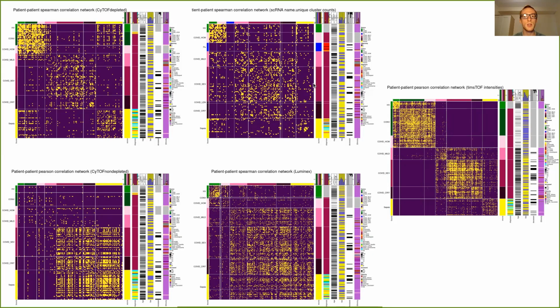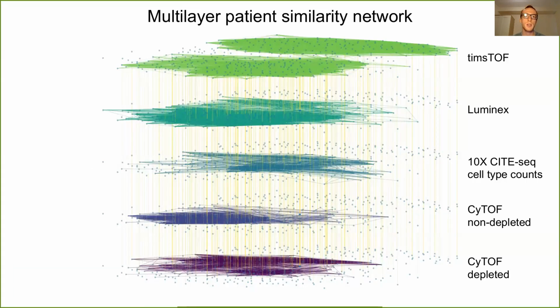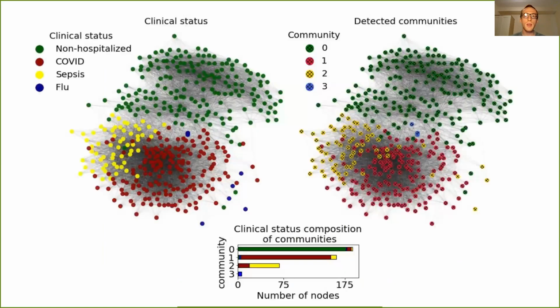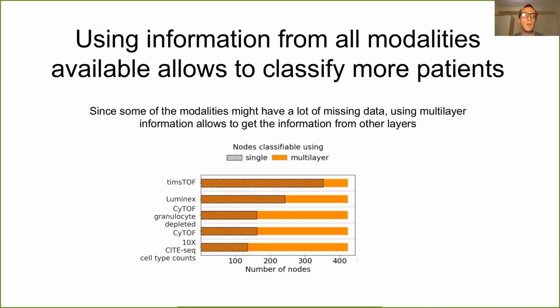We see that the different modalities show us different information on these patients, and we connect that into a multi-layer patient similarity network, and we run community detection on that. We see that the detected communities, which are shown on the right, closely correspond to what the doctors have determined. So whether the patients were non-hospitalized, whether they had COVID, or whether they had sepsis. So we are able to discover that in an unsupervised way based on the molecular information that we have on these patients.